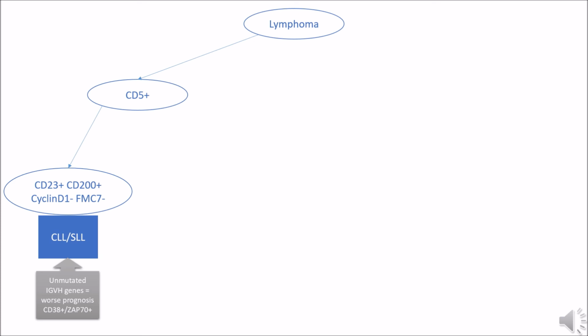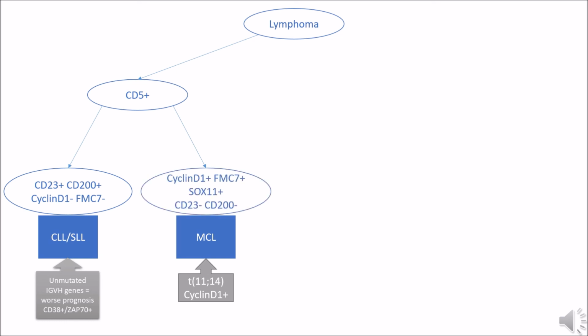The second CD5 positive B-cell neoplasm is mantle cell lymphoma. Remember, mantle cell lymphoma is characterized by the 11;14 translocation involving cyclin D1 and the immunoglobulin heavy chain. The same translocation may be seen in some cases of multiple myeloma. Given the translocation, it is no surprise that mantle cell lymphoma is positive for cyclin D1.